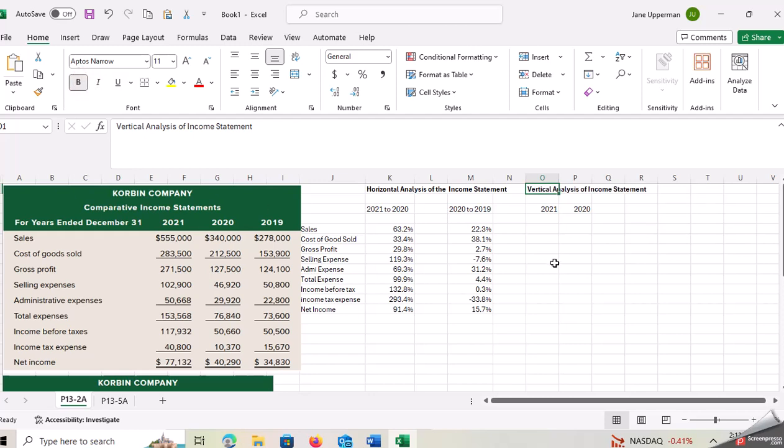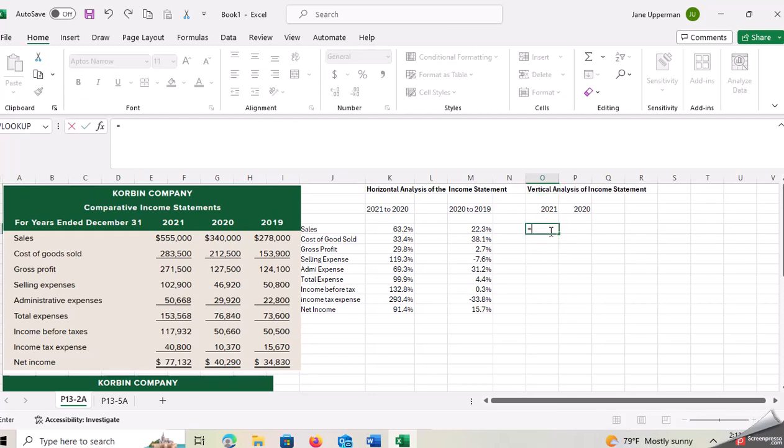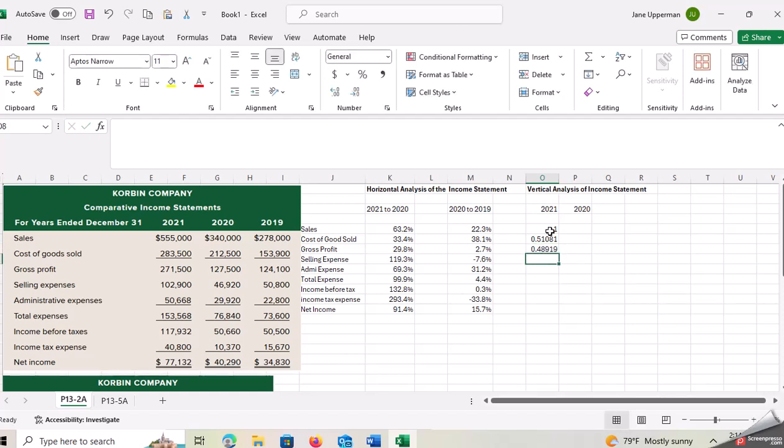So when you go up and down, you say, okay, my sales, everything is going to be a percent of sales. So my sales for 2021 are 555,000 divided by 555,000. So it's obviously 100%. My cost of goods sold is 283,500 divided by 555,000. My gross profit is 271,500 divided by 555,000.